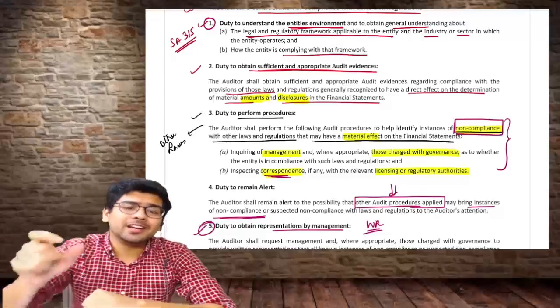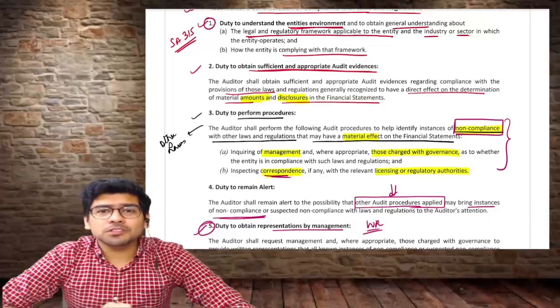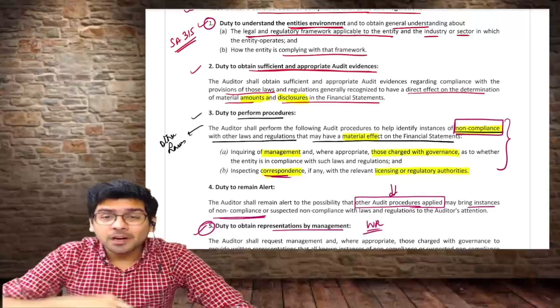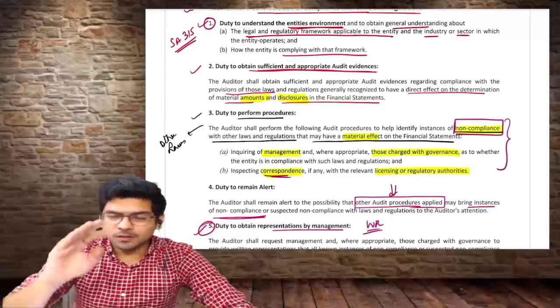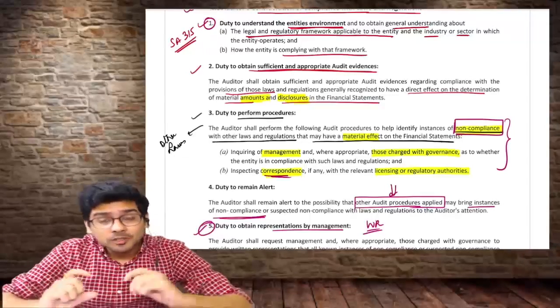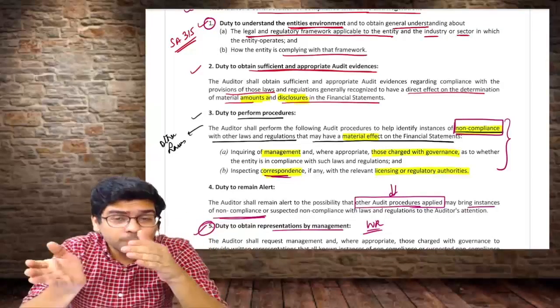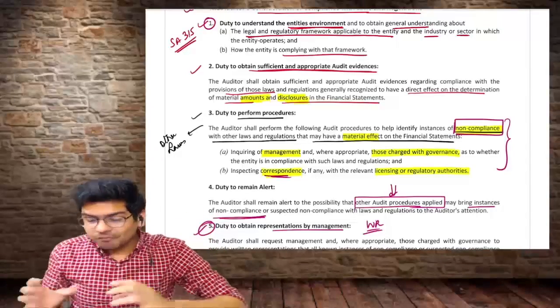Thirdly, I'll try and obtain sufficient and appropriate audit evidence for those laws which have a direct effect on the financial statement. Fourth, I'll perform some specified audit procedures in order to obtain evidence with regard to non-compliance of other laws. Other laws means the ones which do not have a direct effect on the financial statements, but which may, please emphasize the word may, have a material effect on the financial statements.